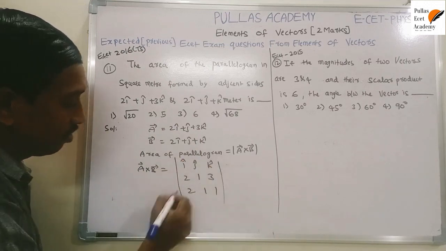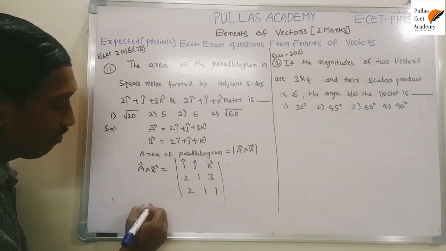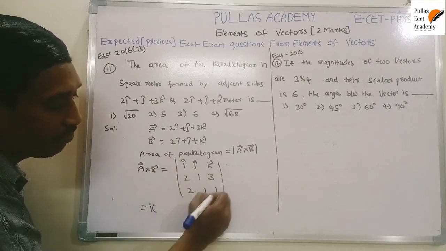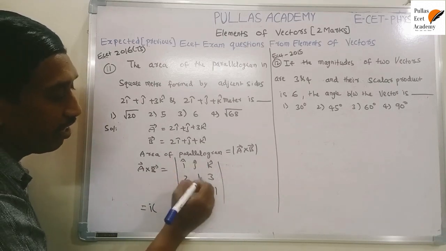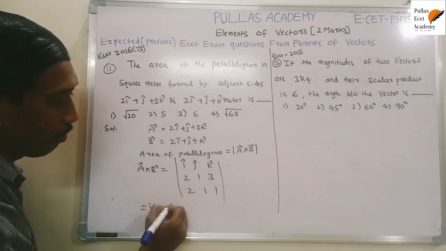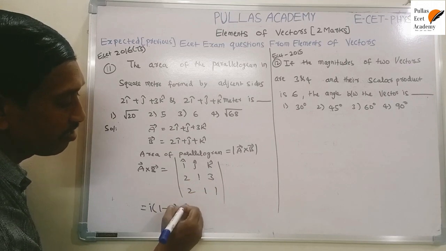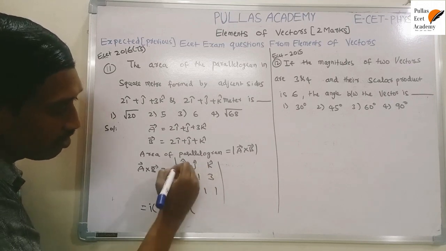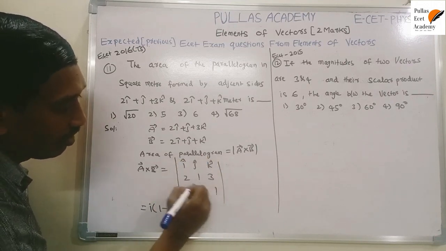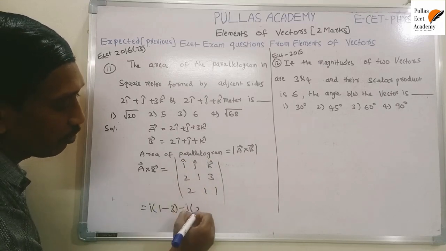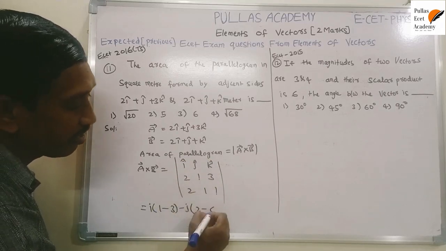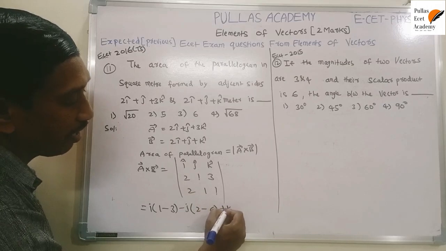Now take the x component. If you want the x component, take the data of these 4 letters, that is AD minus BC. AD means 1 into 1 is 1, minus BC means 1 into 3 is 3. Next minus j into: remove this column and row, then take the data. 2 into 1 is 2, minus 3 into 2 is 6. Next plus k cap into.